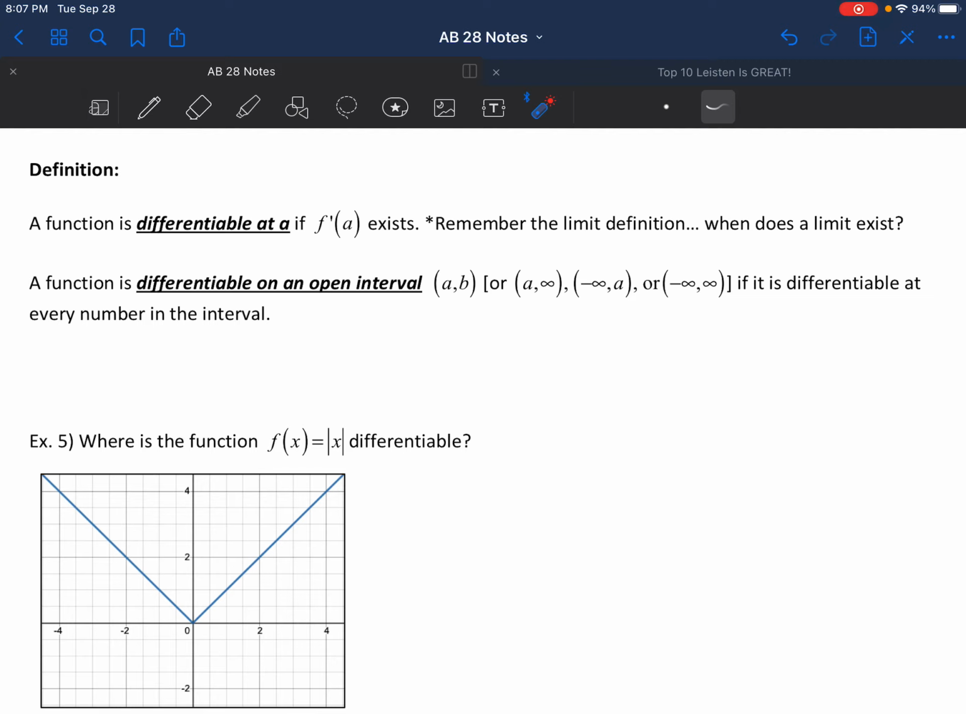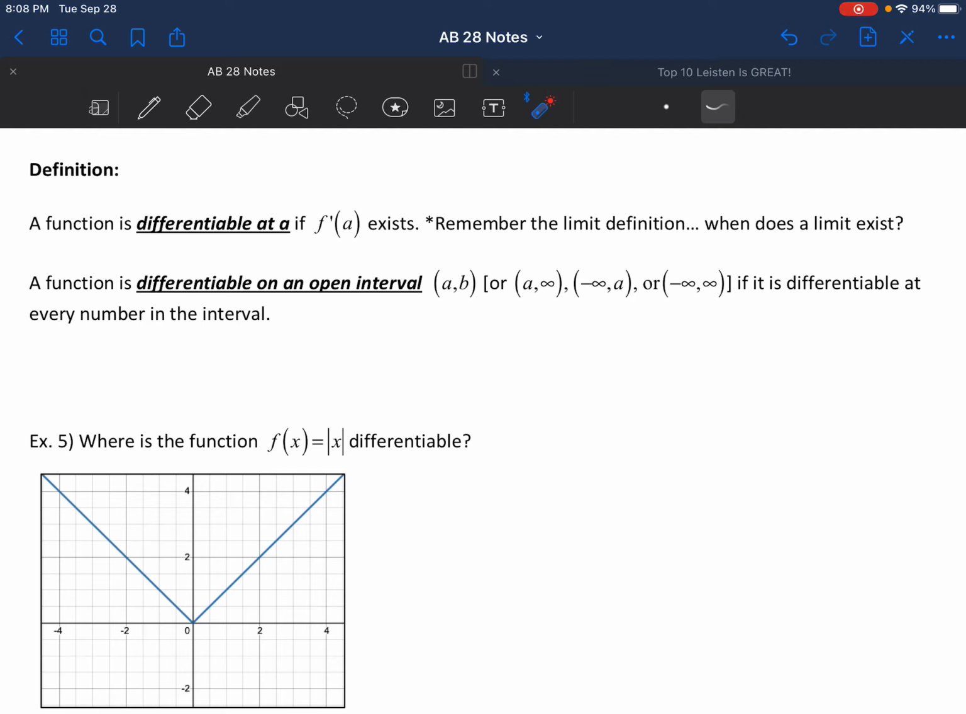A function is differentiable on an open interval. We no longer require a closed interval. A function is differentiable on an open interval (a, b), or if we have one or both of our endpoints being infinity, if it is differentiable at every single value in that interval, not the endpoints.